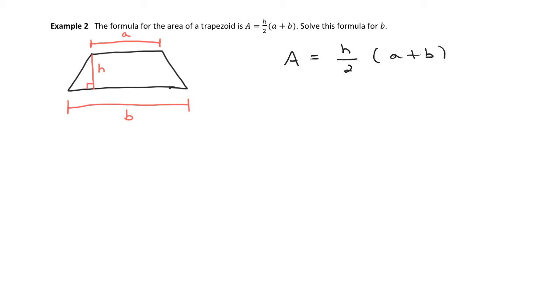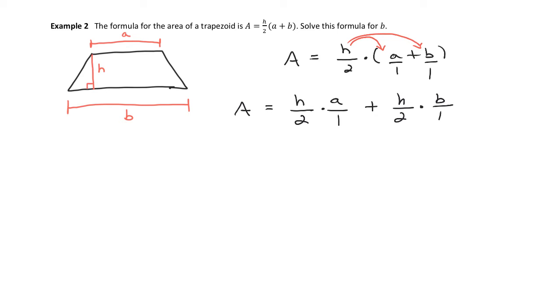I think maybe the first thing to do is, well, I see that h over 2 is multiplied to this thing with parentheses. I think I'm going to distribute that in. I'll write this as a over 1 and b over 1. So I'm multiplying this in front of both terms. I have a is equal to h over 2 times a over 1 plus h over 2 times b over 1.